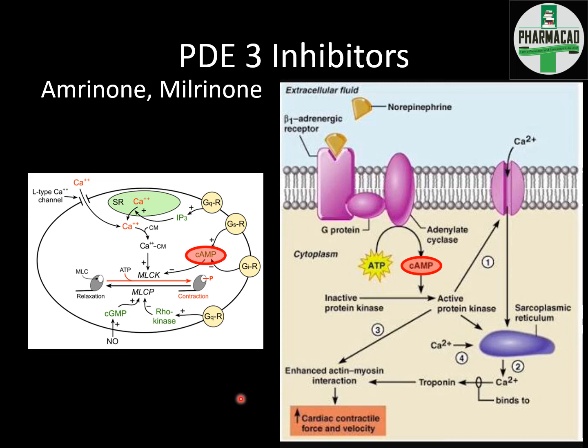If the cyclic structure is broken down, it will not be able to give these beneficial effects in CHF, right? And that's why we need to inhibit this phosphodiesterase 3 enzyme, which is breaking down cAMP. So by giving these amrinone or milrinone drugs, they will block this phosphodiesterase 3 enzyme. If this enzyme is blocked, cAMP is preserved and it can show smooth muscle vasodilation and cardiac contraction as it was showing naturally, endogenously.